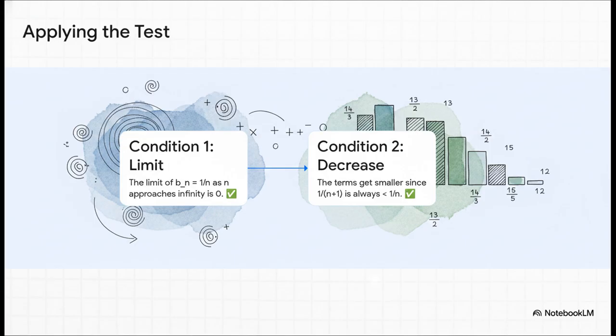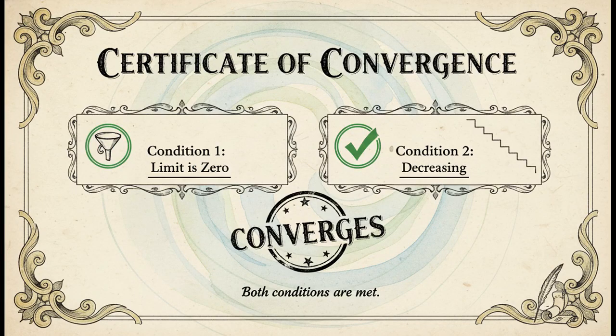Okay, part 2, are the terms decreasing? Is 1 over n plus 1 always smaller than 1 over n? Absolutely. The bigger the denominator, the smaller the fraction. Condition 2, pass. Bingo. Both conditions passed with flying colors. So our verdict is crystal clear. By the alternating series test, this series converges.